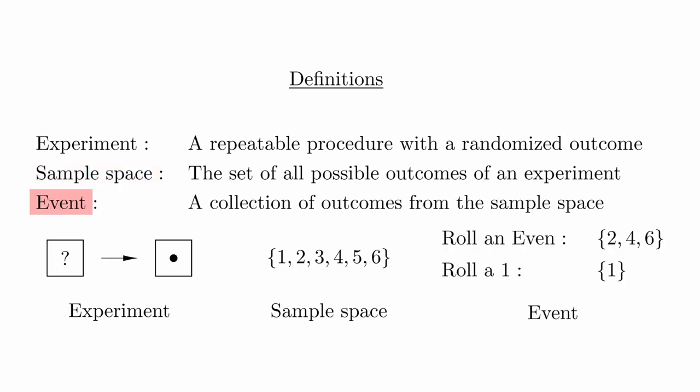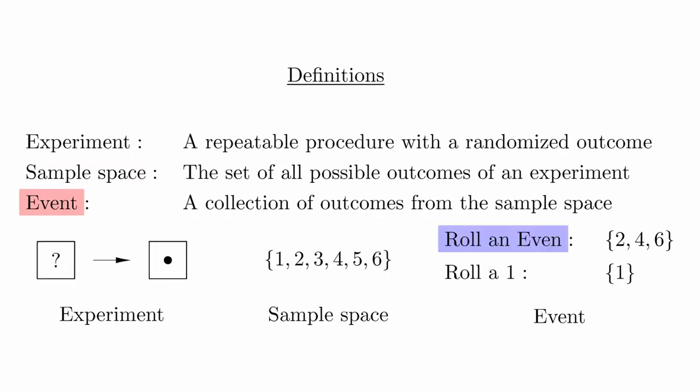An event is some collection of outcomes from the sample space. For example, when rolling a die, we can say that rolling an even number is an event. Events are also sets, so we must use set notation for these as well. We can also have events that have a single outcome, such as rolling a 1.